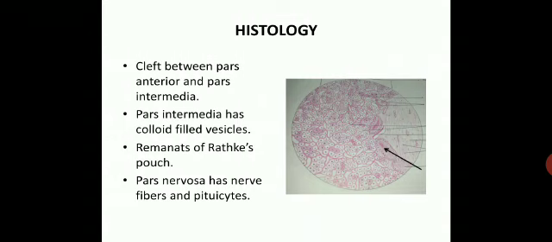And the cleft is present between the pars anterior and pars intermedia. The pars intermedia has colloid-filled vesicles, which we can observe here, which represent the remnants of Rathke's pouch. And the pars nervosa has nerve fibers and the pituicytes.